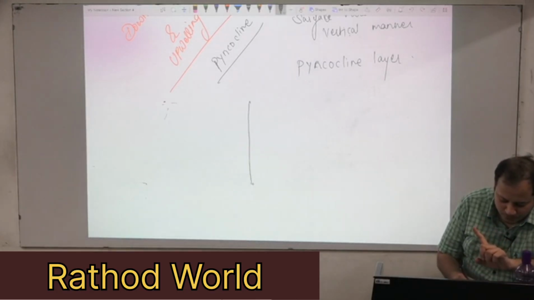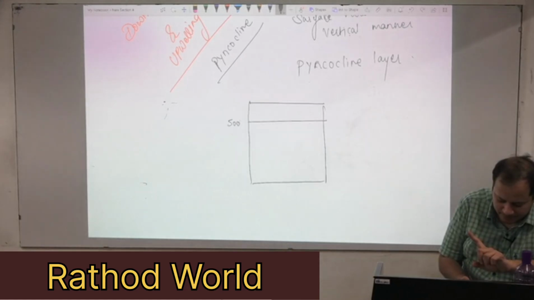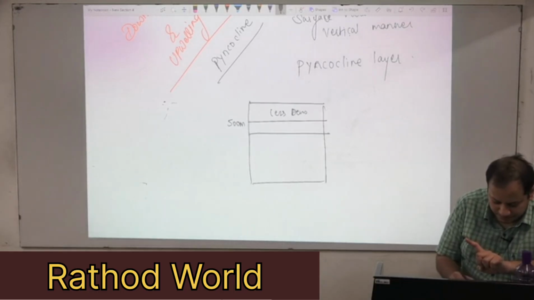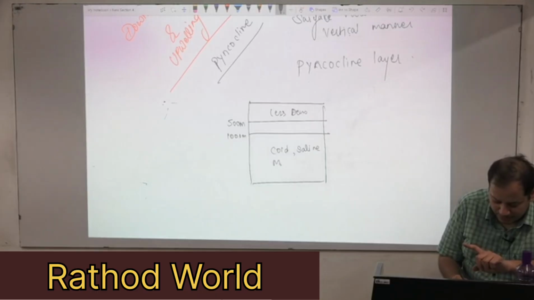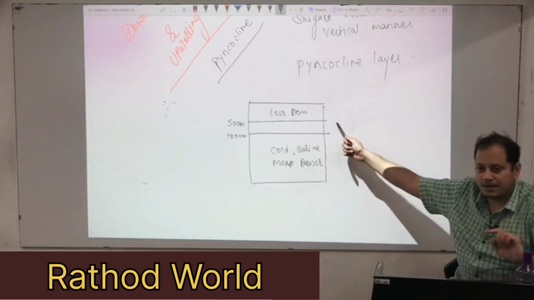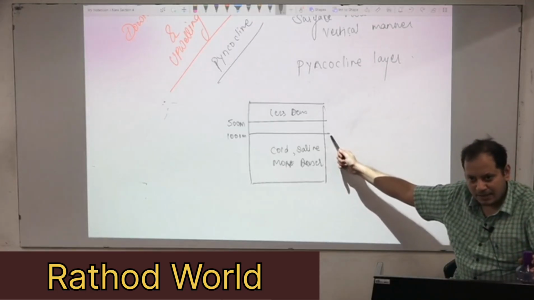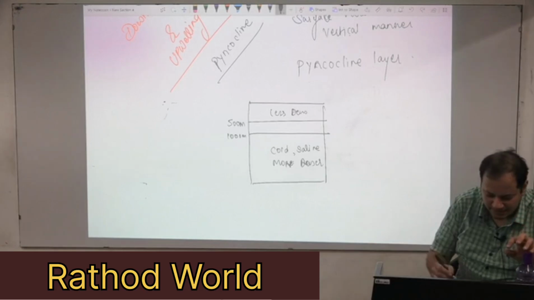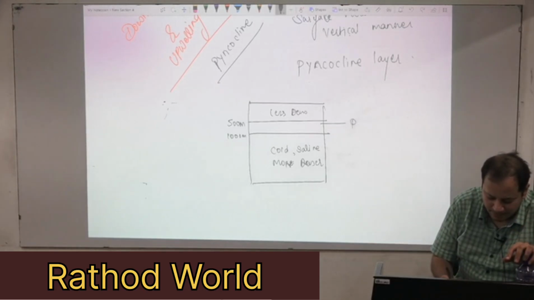First understand this. The upper layer of surface water, up to 500 meters, is less dense, obviously, because its temperature is higher. After 1000 meters it is very cold. It can be saline also because of brine rejection, and therefore it is more dense. So scientists say the same thermocline and halocline layer, when we study it in terms of density, is known as the pycnocline layer.